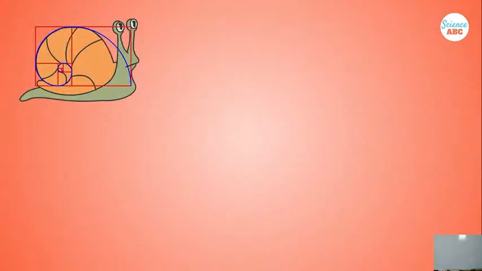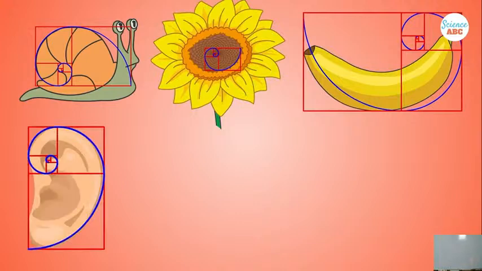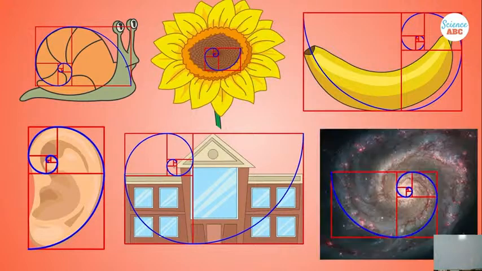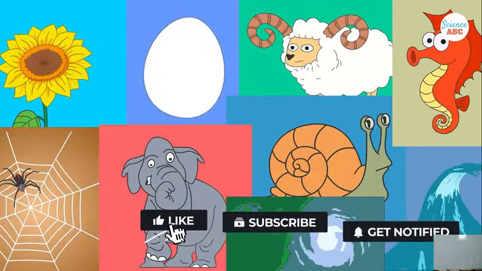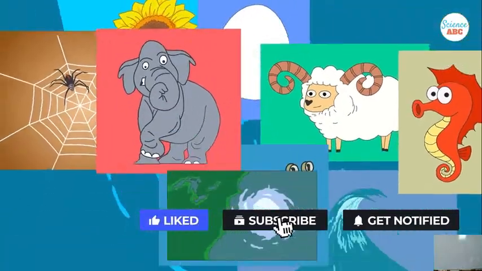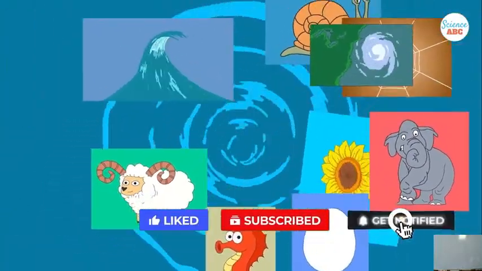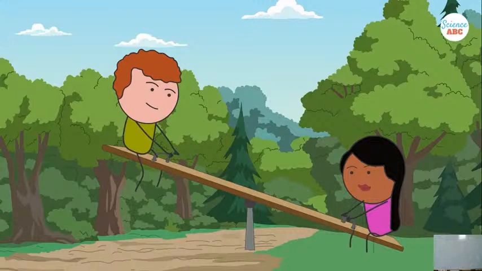From snail shells, flowers, and bananas to the inside of the human ear, iconic buildings, and galaxies far out in the cosmos, the golden ratio can be seen everywhere. This is probably why it's also known as the divine proportion. There are so many places to find the golden ratio or Fibonacci numbers that it's impossible to list all of them in one place, and the list is ever growing.